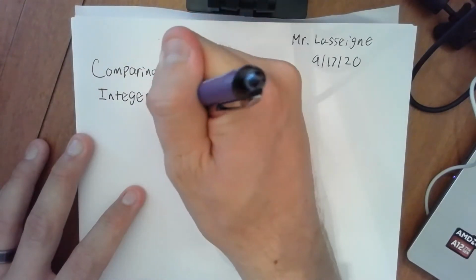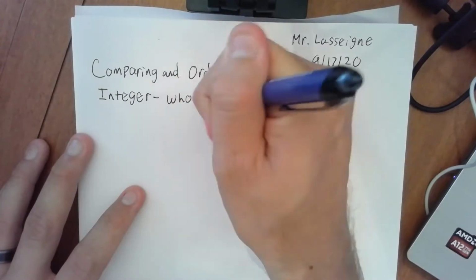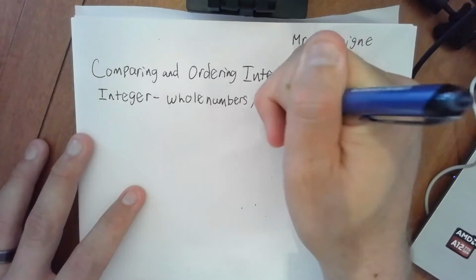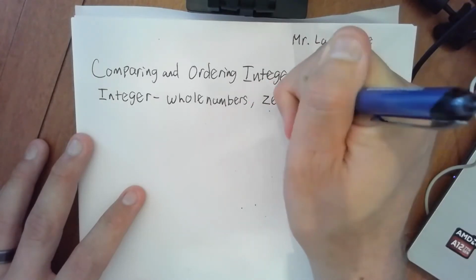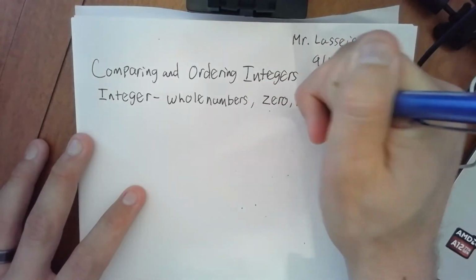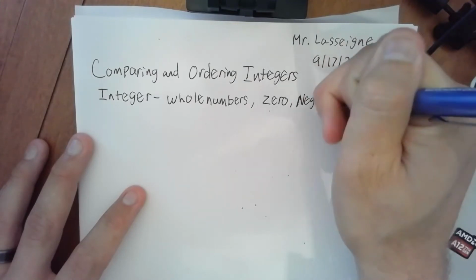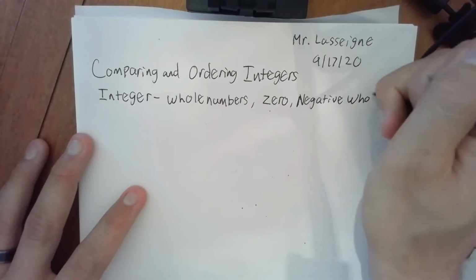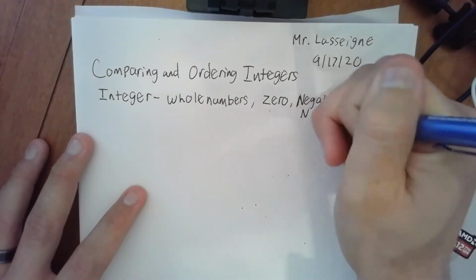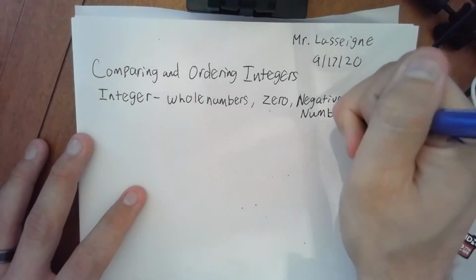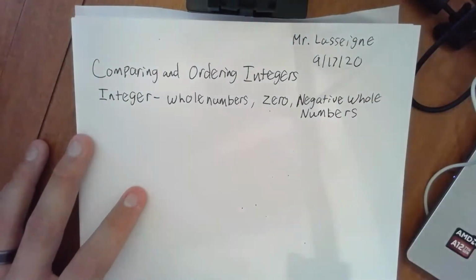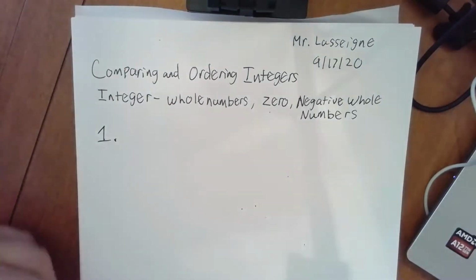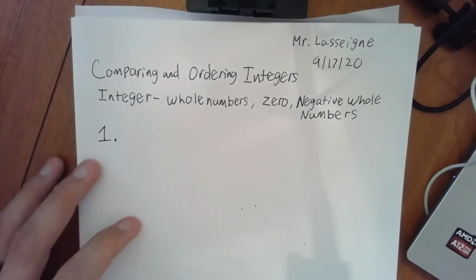An integer is the whole numbers with 0 and the negative whole numbers. So the whole numbers and their opposites. Okay. So let's do an example when it comes to actually ordering them.